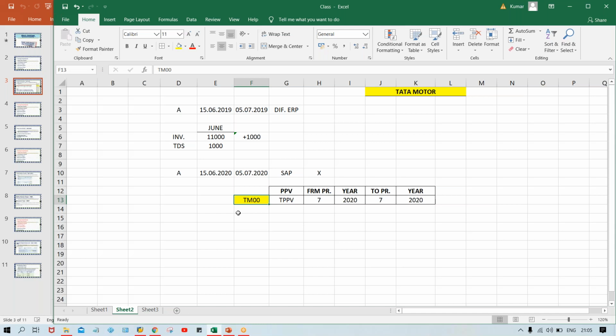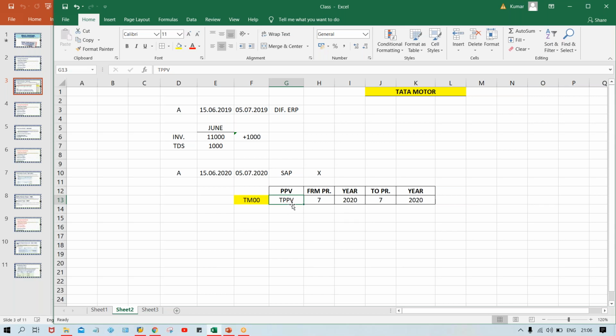Once the user has given the company code, what is happening, guys? In the background the system is going to check which posting period variant has been assigned against this company code. So the system found that this is the posting period variant, TPPV, which got assigned.